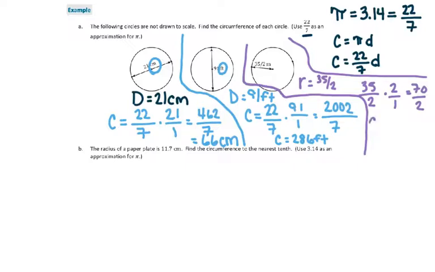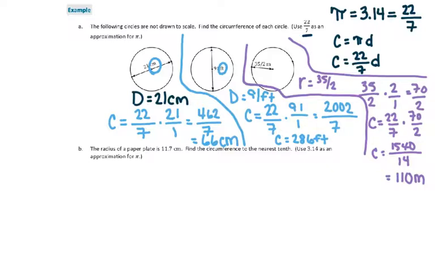And remember that we're using the fraction 22 over 7. So I'm going to multiply that by 70 over 2, and I'm going to multiply straight across. So 22 times 70 is 1,540 over 7 times 2 is 14. So when I divide 1,540 by 14, the circumference of my circle is 110 meters, meaning the entire way around my circle is 110 meters.